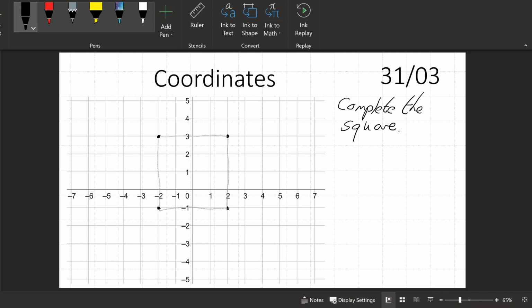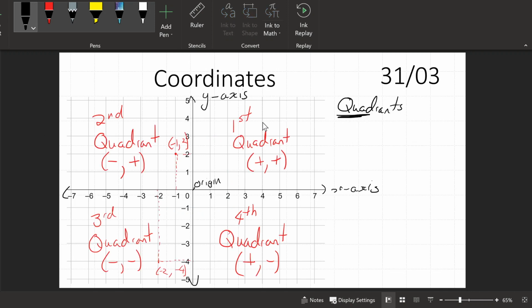Okay, so what have we learned today? Well, we've learned what the first, second, third, and fourth quadrant is. We know that in the first quadrant, all values are positive. In the second quadrant, the x value is negative, the y value is positive. In the third quadrant, both values are negative. In the fourth quadrant, the x value is positive, the y value is negative.